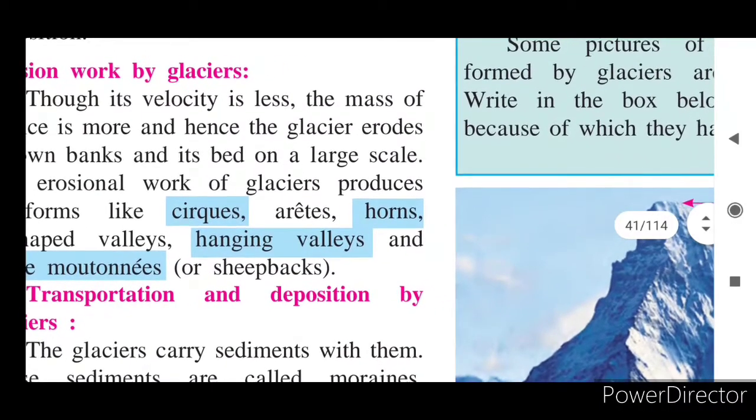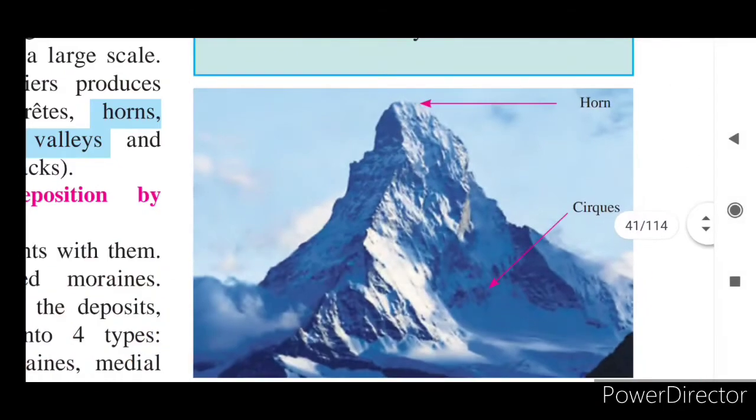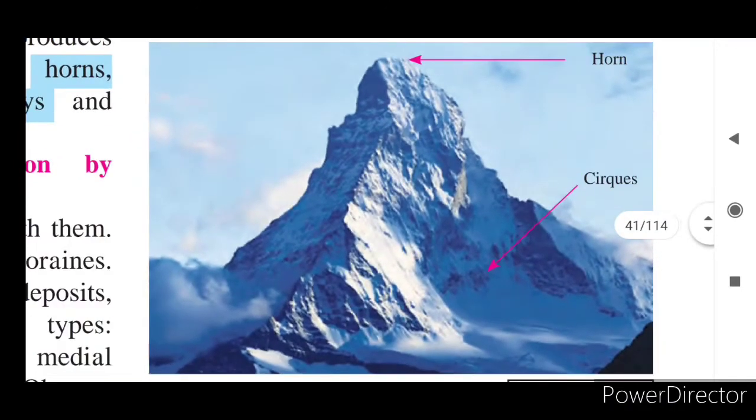First here is given cirque. What is the meaning of cirque and horn? That we will see first. See, that is the mountain, meaning glacier. In the mountain, many layers of snow have accumulated, and due to the heavy snowfall, a shape like this is formed. Now we'll see what a cirque is.